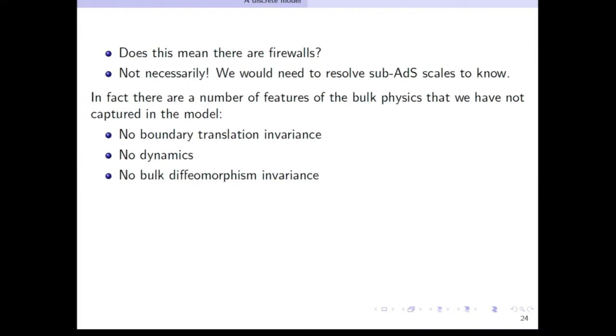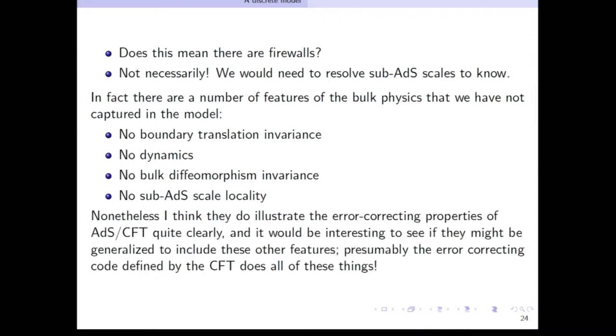There's no bulk diffeomorphism invariance. I mentioned that at the beginning, or earlier today. Well, I already said this. There's no sub-AdS scale locality. Nonetheless, I think these models are nice. They're very concrete. They illustrate the error-correcting properties of AdS/CFT that we convinced ourselves it should have. It would be nice to see if we could include some of these features.